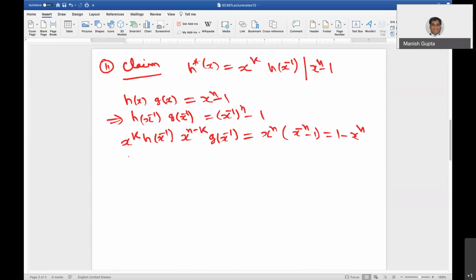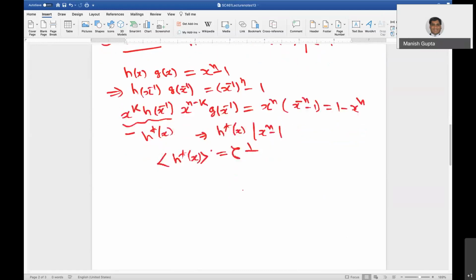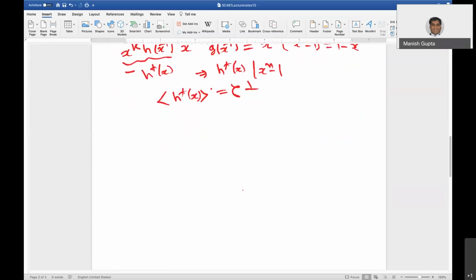So this implies that this quantity here is h star x, the reciprocal polynomial. This implies that we can say that h star x divides x raised to power n minus 1, right? So the code generated by h star x is actually C perp. It's a cyclic code with generator matrix H. Okay. So that completes the proof of the theorem.